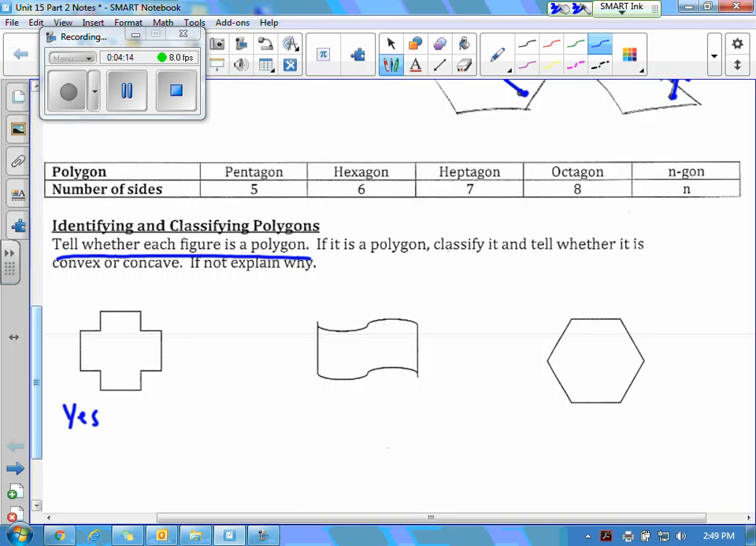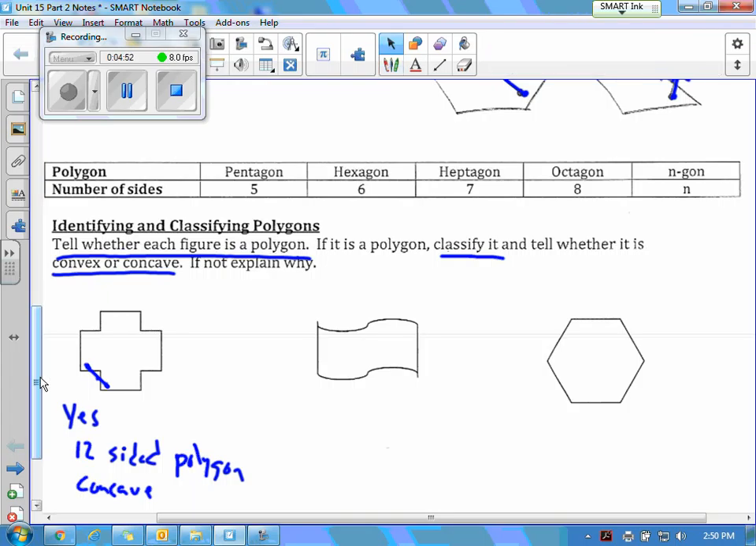The second thing is to classify it, which means to name it. This has 12 sides, so we just say 12-sided polygon. I personally don't know the name of the 12-sided polygon. If you want to look it up, go for it. And then the last thing is whether it's convex or concave. This shape would be concave, the reason being I can draw a line from one point to another where it goes inside, outside, inside. That makes it concave.